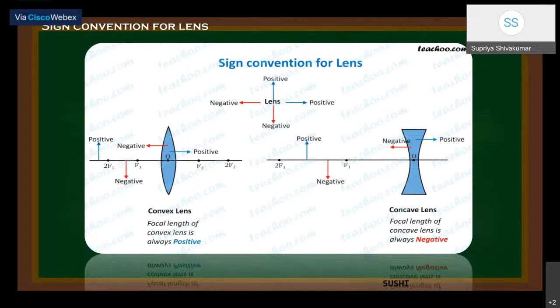Next, in a convex lens we know that the image is formed on the right hand side in the first five cases, and therefore v is taken to be positive, except in the last case where v becomes negative. Okay, I'm referring to the table which I just now explained, students.